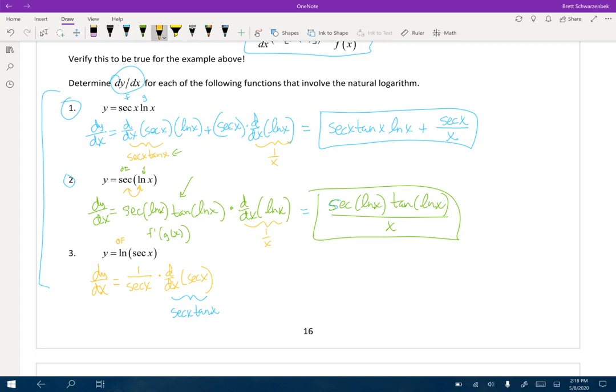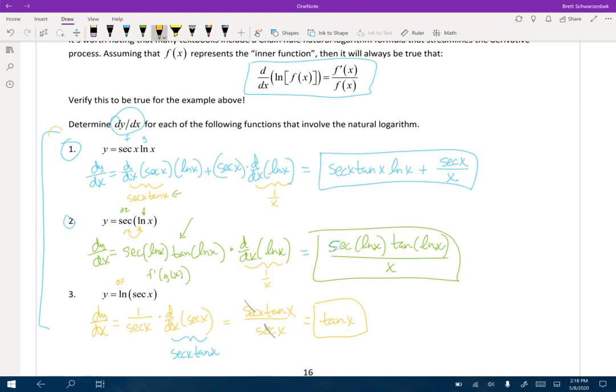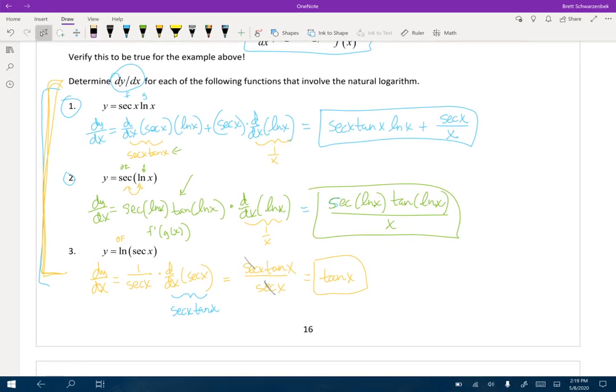So if we write this out, this is going to the numerator, secant tangent, over secant, and something very nice happens. It's all multiplication, so those cancel, and all of this becomes just tangent x. All right, so again, we have 3 varying problems of the same functions, and then vastly different results for their derivatives for these natural logs.